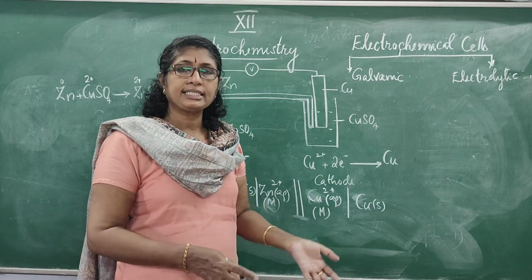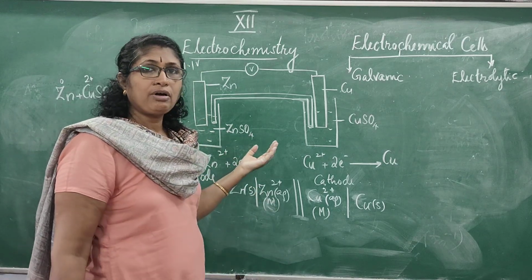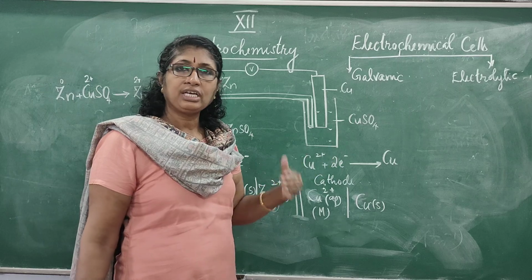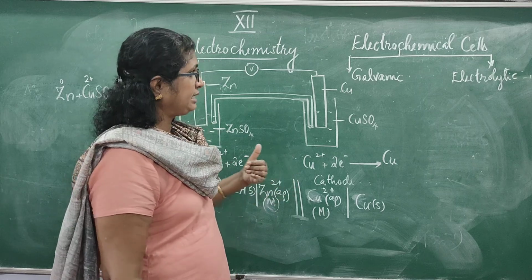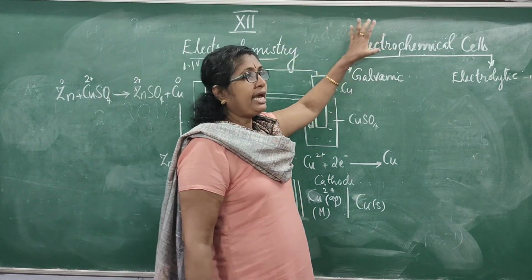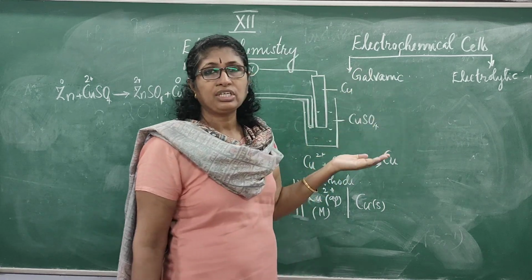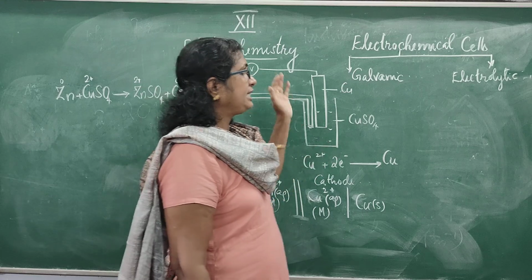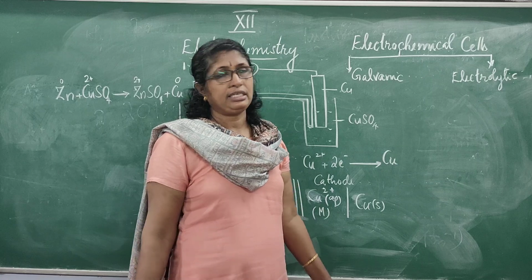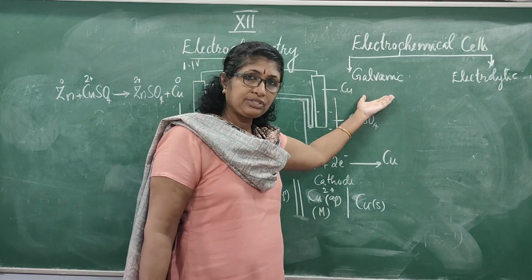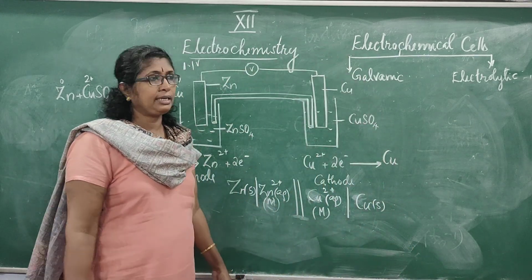One is a spontaneous reaction and the other is a non-spontaneous reaction. So the devices which convert chemical energy to electrical energy and vice versa are called electrochemical cells. There are two different types of electrochemical cells: galvanic cells, in which chemical energy is converted to electrical energy, and electrolytic cells, in which electrical energy is converted to chemical energy.